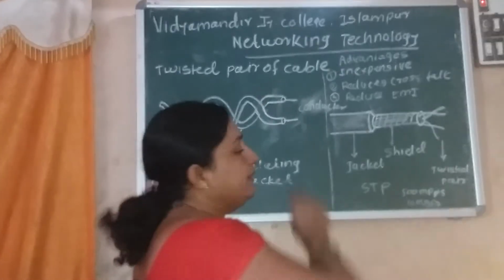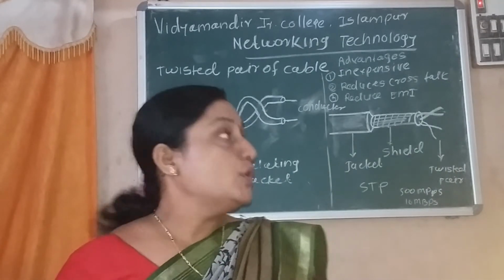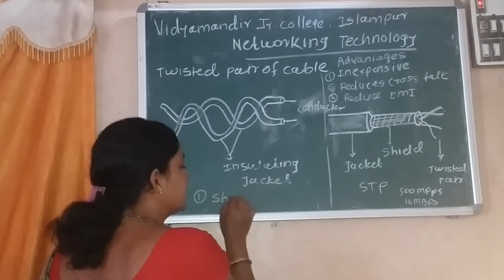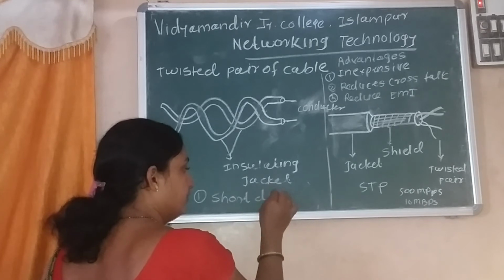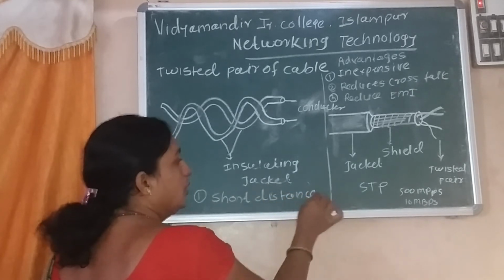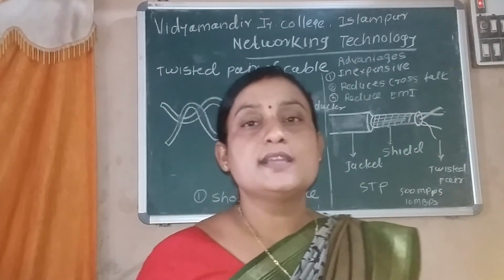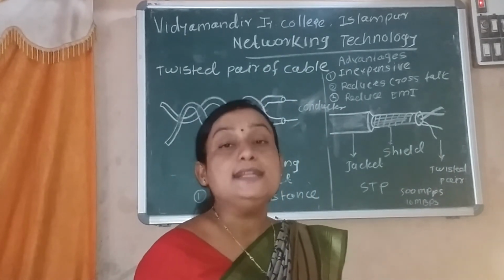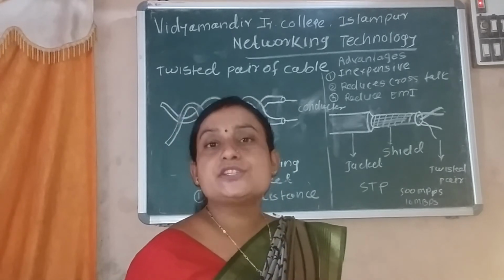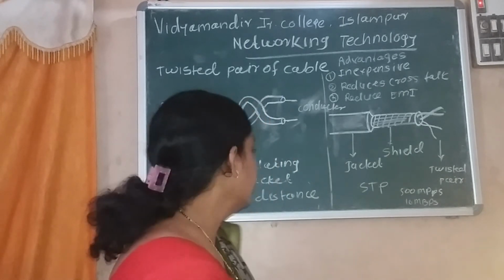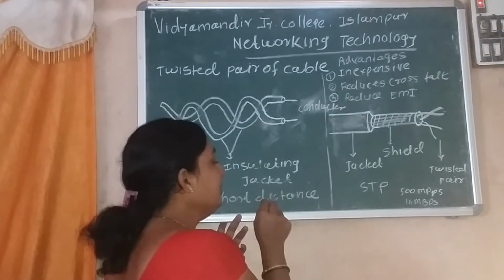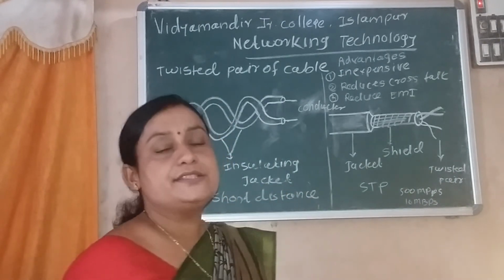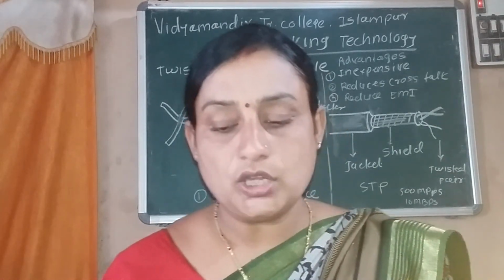What are the disadvantages of the cable? The main disadvantage is that it is used over a short distance. Why is it used over a short distance? Because in a UTP cable there is no shield, so attenuation and EMI can occur, and this cable can be used only for a short distance. That is the main disadvantage of the twisted pair cable.